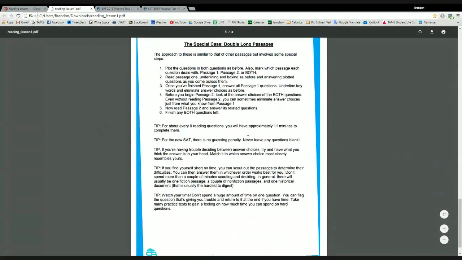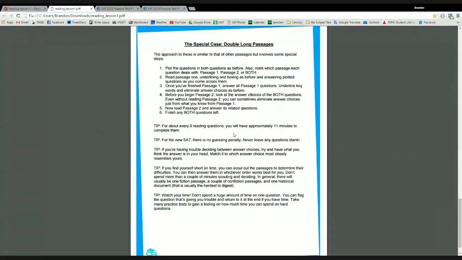Okay. So we've discussed the single passage and the double passage. Now we're going to talk about a few small tips. For about every 9 reading questions, you'll have approximately 11 minutes to complete them. So make sure your timing is right. Practice is key. For the new SAT, there's no guessing penalty, so never leave any questions blank. Like it says, just never leave questions blank because there's no guessing penalty.